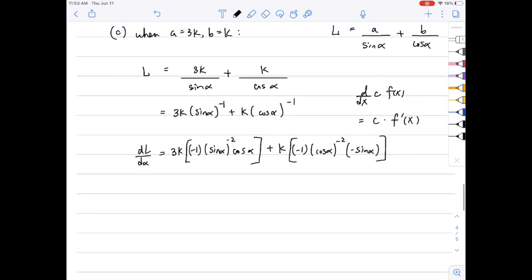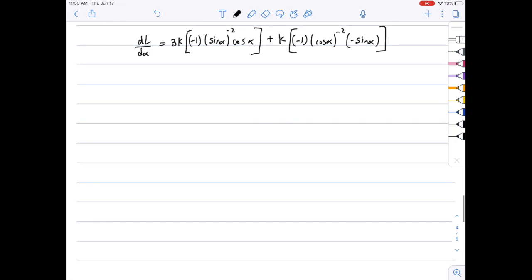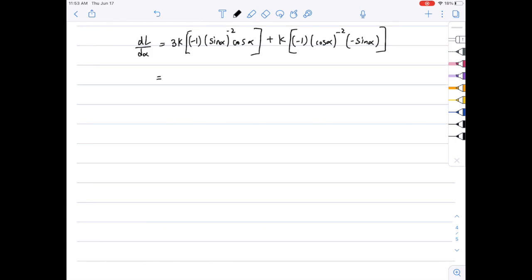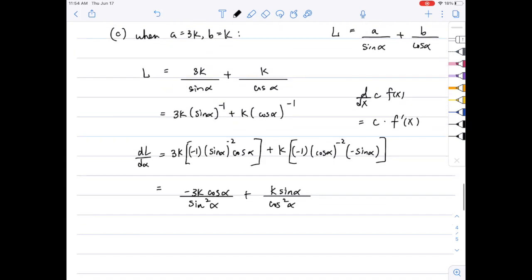It looks kind of ugly, so let's simplify a little bit. Here I'm going to write this as a positive exponent. This is going to be negative 1 times 3k times cosine alpha, so that's going to be negative 3k cosine alpha divided by sine squared alpha. And then here we're going to have a negative negative, which makes a positive. We're going to have k times sine alpha divided by cosine squared alpha. And that's it. That's all the question asks us to do because it just wants the derivative.